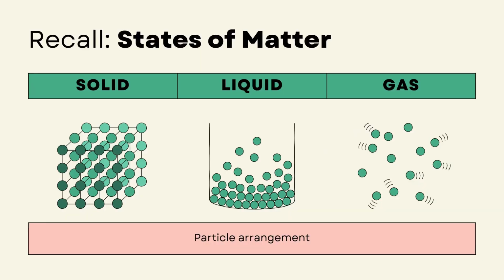We call these the states of matter. First it's solid. In a solid, the particle arrangement is tightly packed. In a liquid, the particles can roll upon each other or slide past each other. In gases, the particles have free spaces among them.